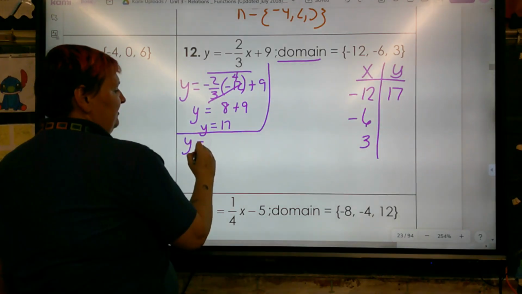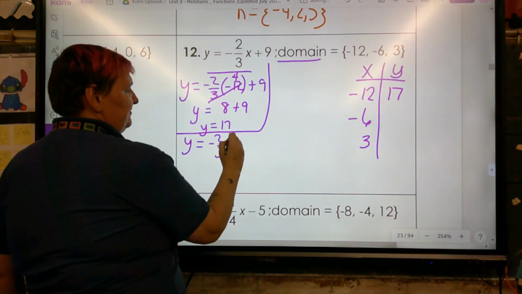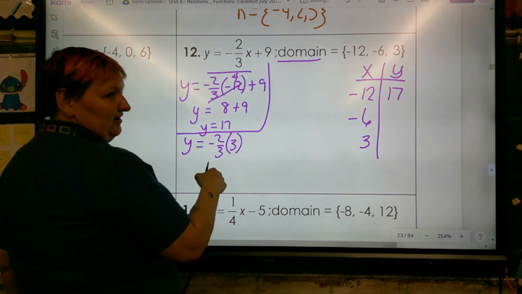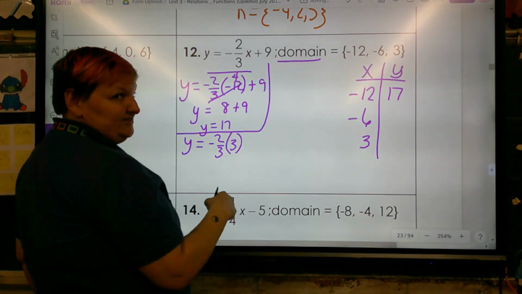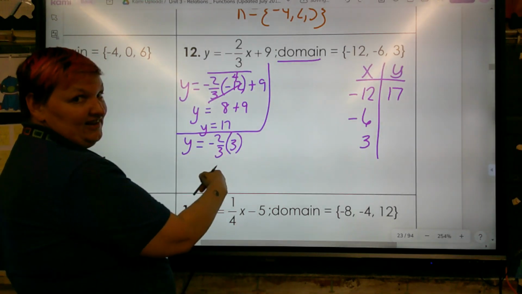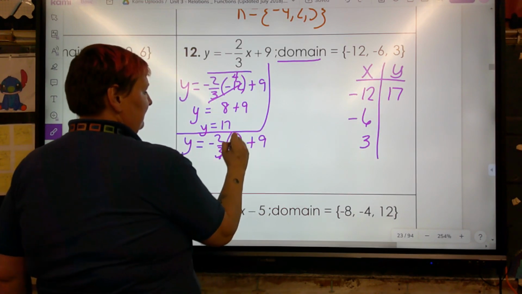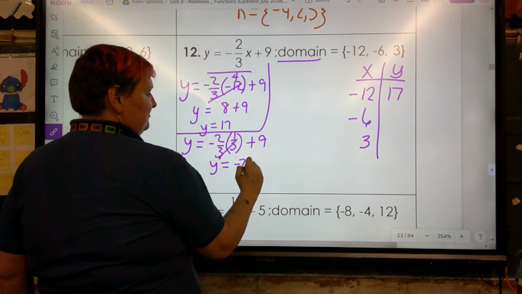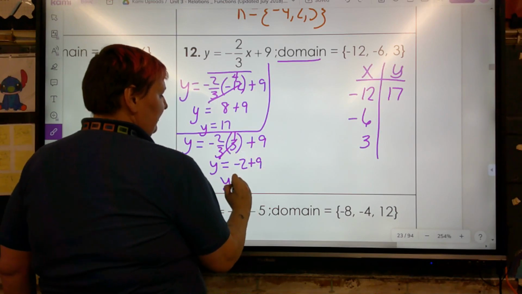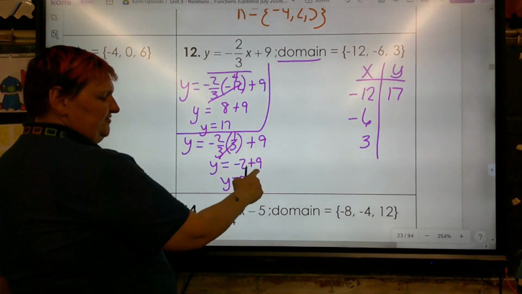And then y equals -2/3 times, so I'm going to do 3 next because I'm running out of space. And I think 3 is going to take less space because it's going to cancel out. Right? Plus 9. Y equals -2 plus 9. Y equals 7.